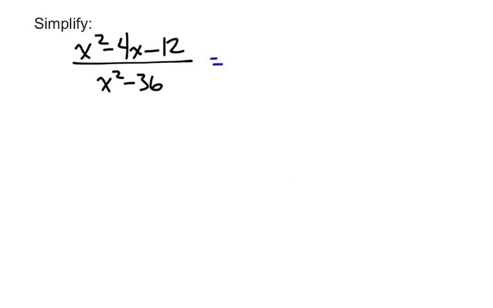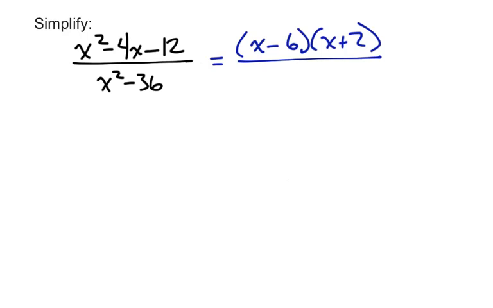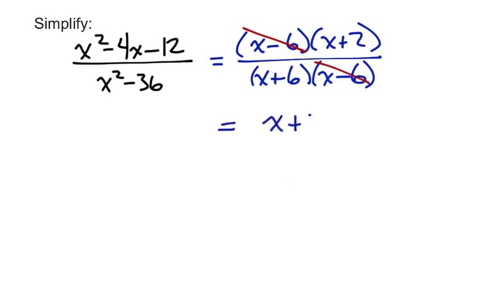Lots of times the rational expression isn't factored for you. So you need to take the extra step and factor the numerator into x minus 6 times x plus 2. And in the denominator, factor it into x plus 6, x minus 6. Now that it's all factored, look for the common factors that are in the numerator and the denominator. And I see there's an x minus 6, and there's an x minus 6. What we're left with is x plus 2 over x plus 6.